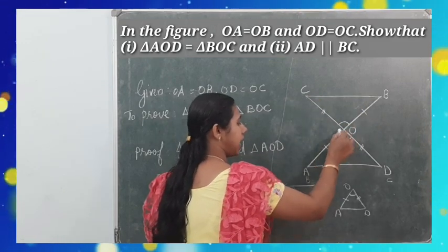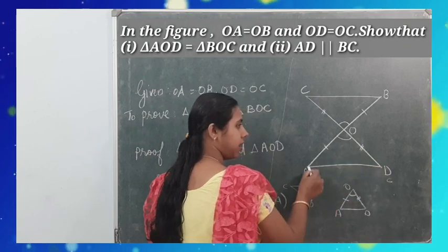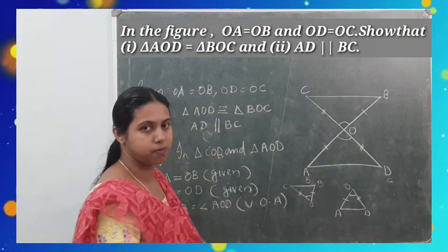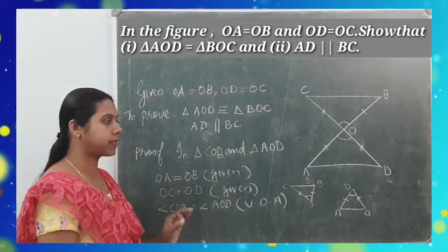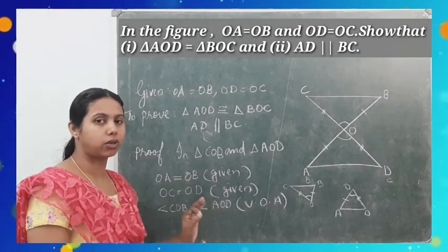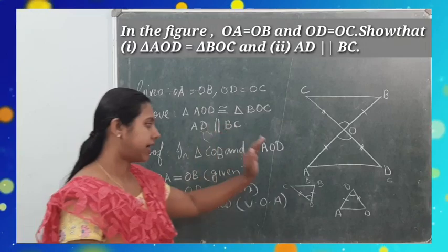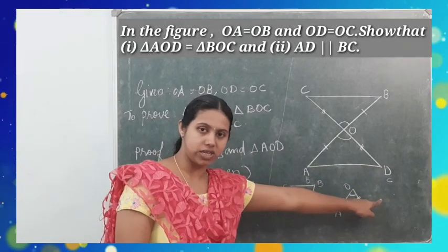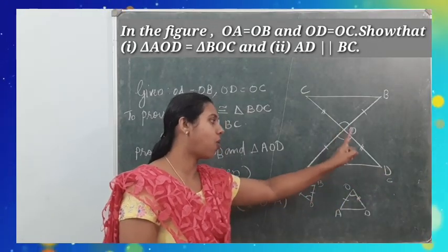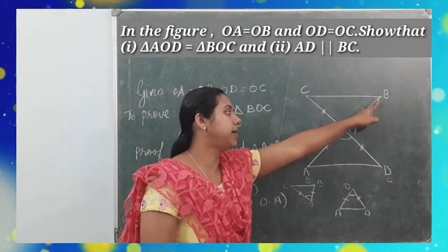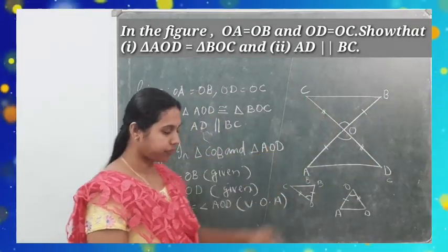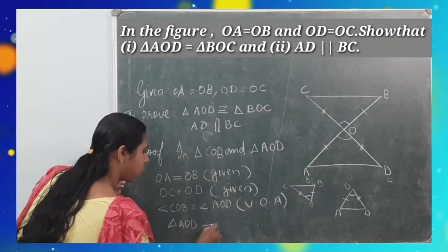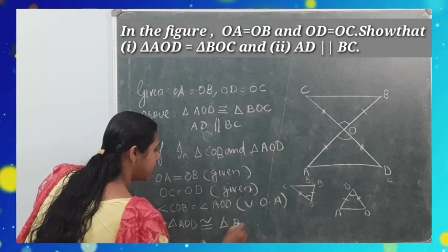So triangle AOD is congruent to triangle BOC. You have to write the symbolic name correctly. Look at the correspondence of the vertices. According to that only you should write the symbolic name. So vertex A corresponds to vertex B. Vertex C corresponds to vertex D. So triangle AOD corresponds to BOC. So we can write here triangle AOD congruent to triangle BOC.